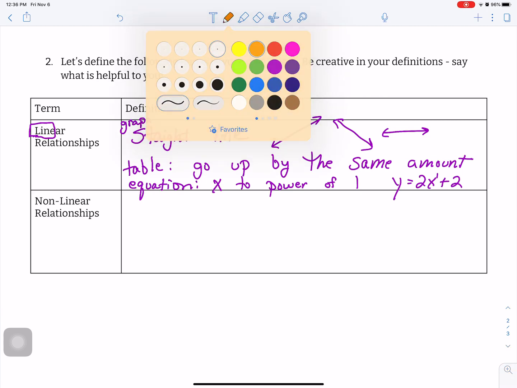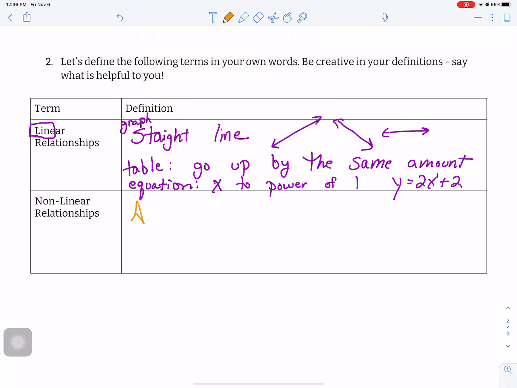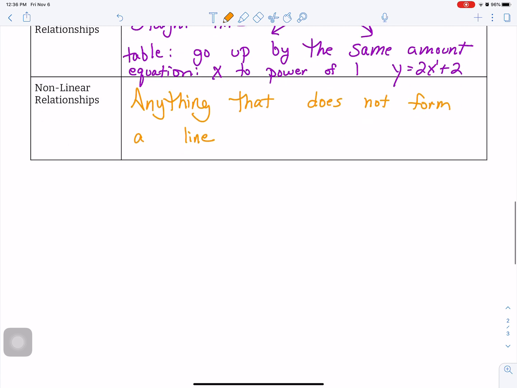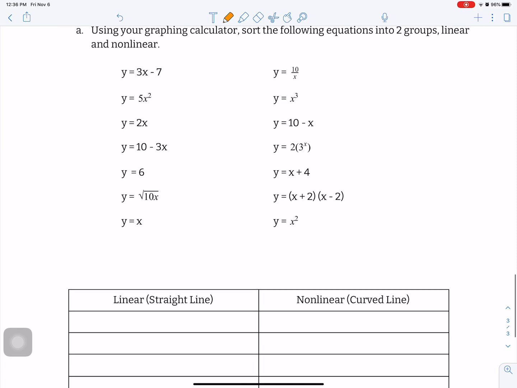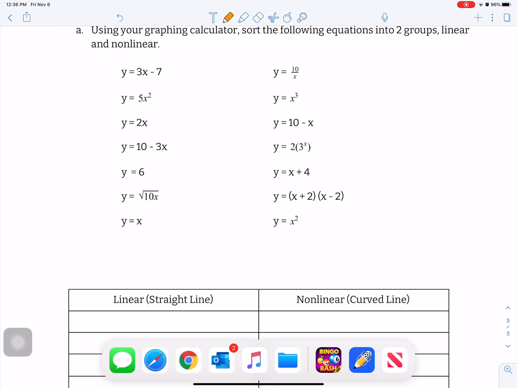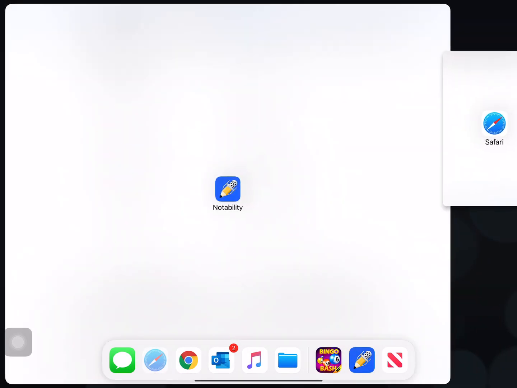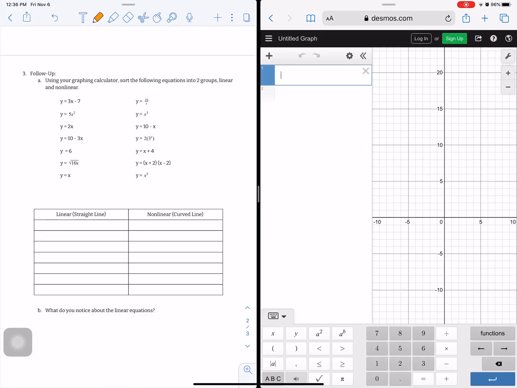A nonlinear relationship is anything that does not form a line. And then we are going to graph some different equations, and we're going to see if they form a line or don't form a line. So I've got a whole bunch of equations here, and we're going to see which ones are a straight line and which ones are not. So to do that, we're going to go to Desmos and use the graphing calculator feature on there.